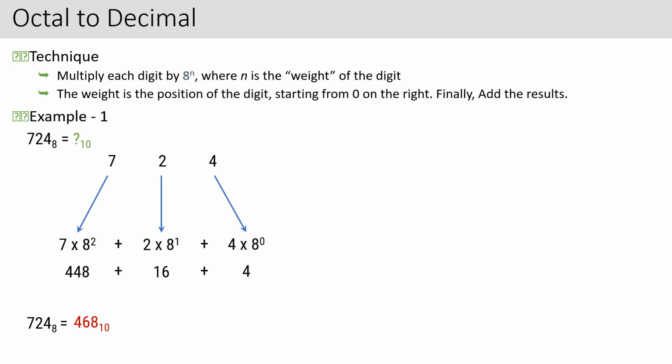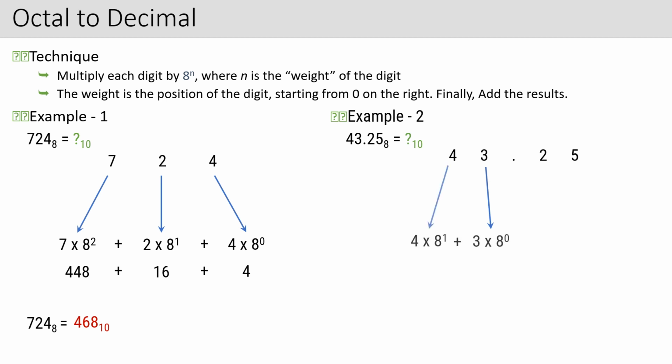Now, if the number is in fraction, what you need to do? You will have to use the minus powers. Suppose 43.25 to the base 8. You want to convert it into the decimal form. So what you will do? 43, how many digits are there? 2 digits are there. So you will write 3 into 8 to the power 0. And what about 4? You will write 4 into 8 to the power 1. And for the digits to the right of the point, you will give the minus power. So 2 into 8 to the power minus 1 and 5 into 8 to the power minus 2.